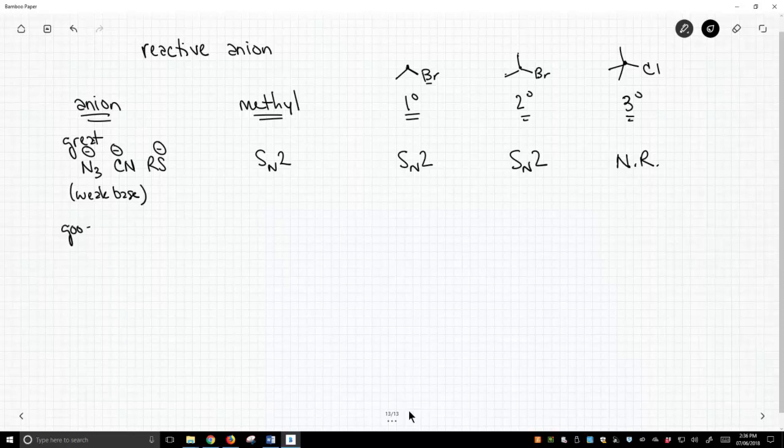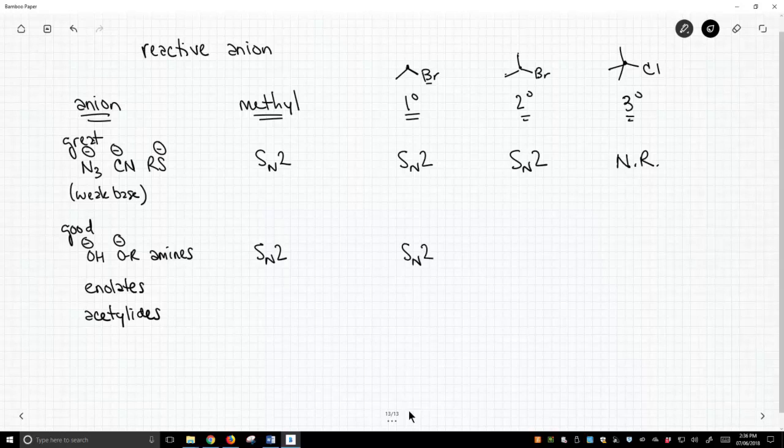Now let's look at our good nucleophiles from the SN2 reaction. This included things like hydroxide, alkoxides, amines, which we haven't talked about too much, but they are basic. And then these other bases that we'll hit later in the course, things like enolates and acetylides. What do these do as reactive anions with the methyl group? Well, with methyl, as it turns out, they also do an SN2. With a primary halide, they tend to do an SN2.